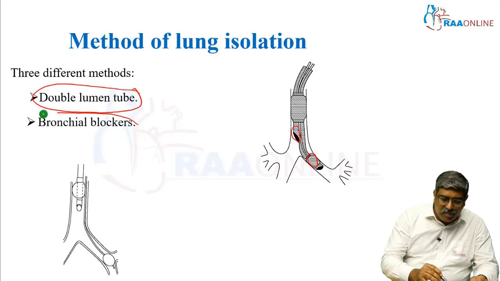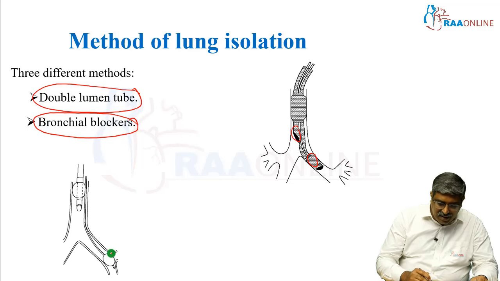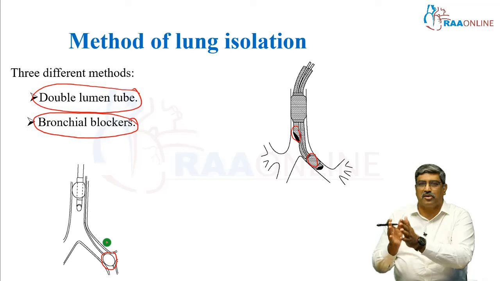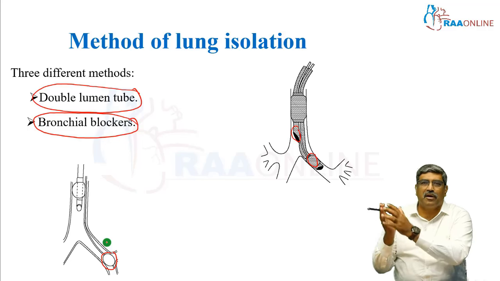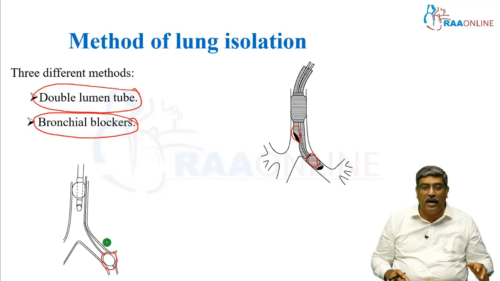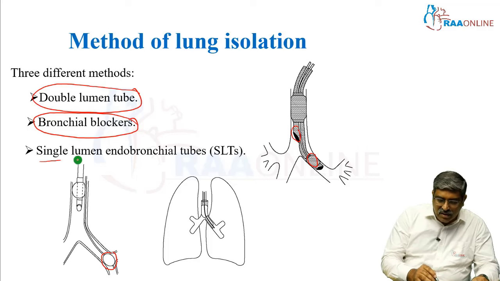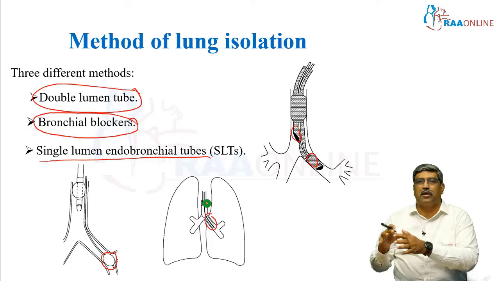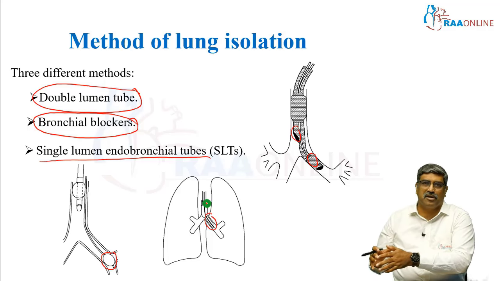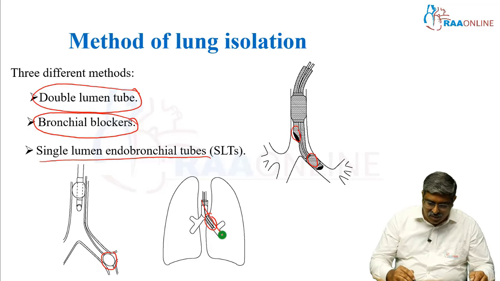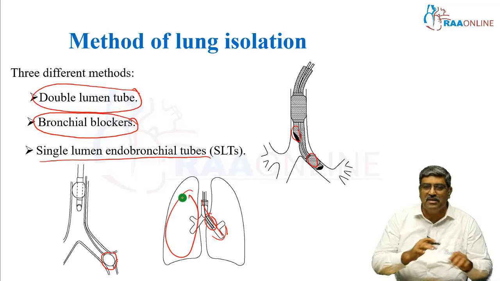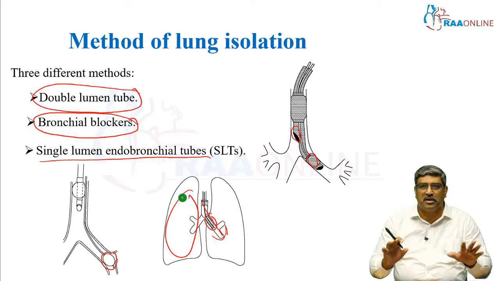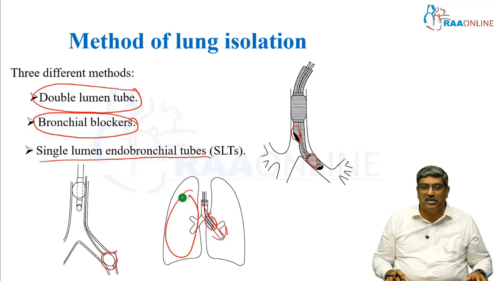Next comes the bronchial blocker, where the blocker goes and obstructs the main stem bronchus. So, you can isolate that particular lung from the remaining lung. The third one is the single lumen endotracheal tube, which goes into that particular bronchus where ventilation is required. Thereby, the ventilation goes into one particular lung and the other lung is isolated. These are the three common methods which are done for lung isolation.